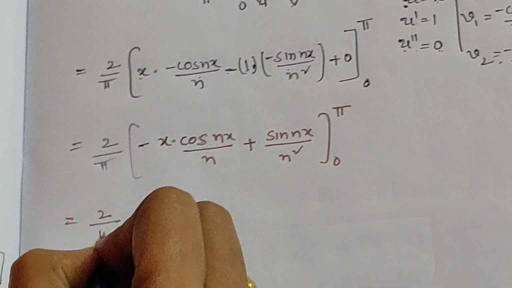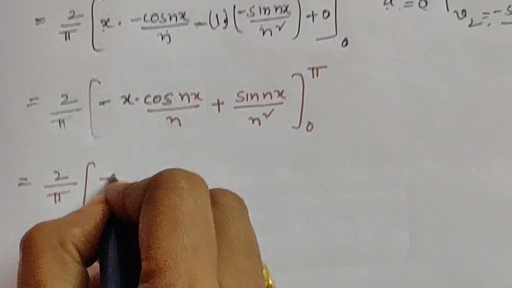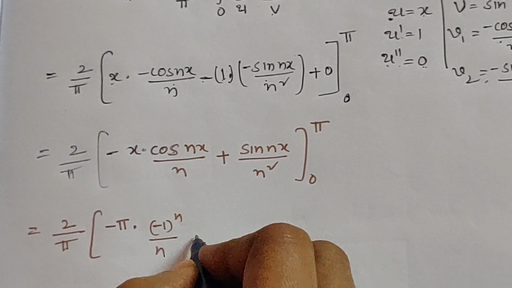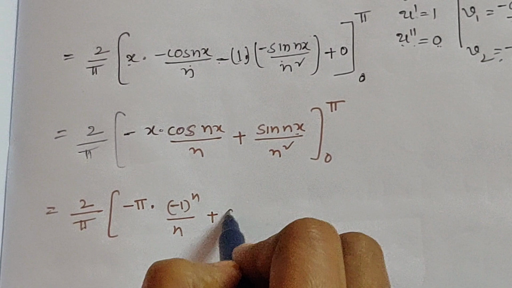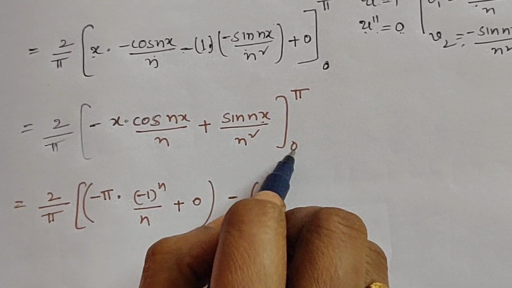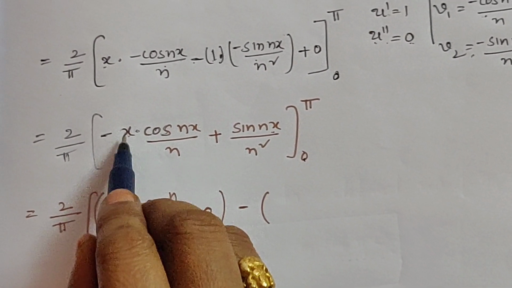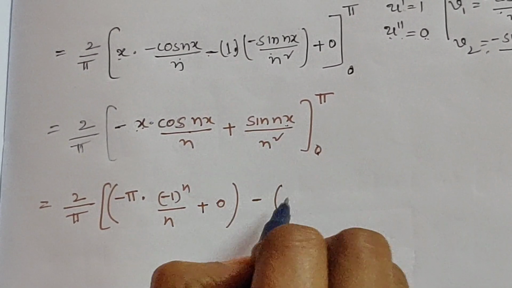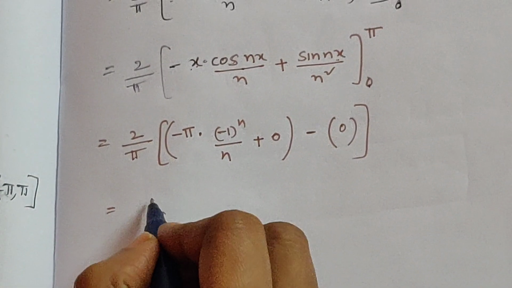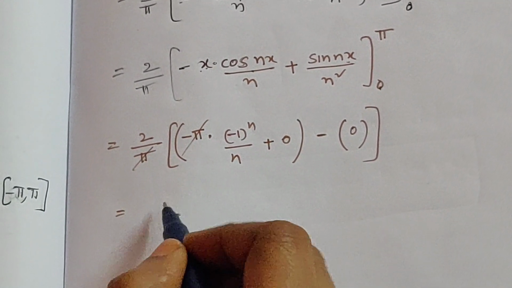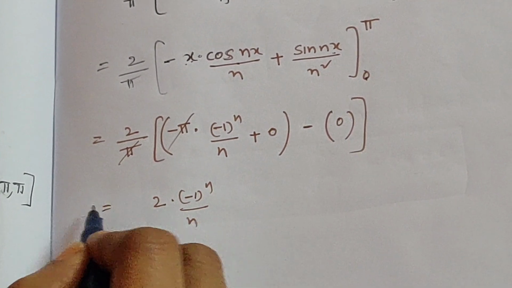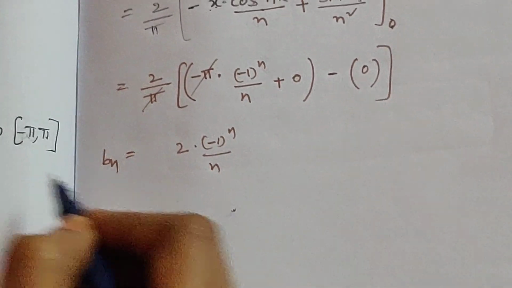Now by substituting the upper limit pi, here minus pi cos n pi, value minus 1 whole power n, plus sin n pi, value 0. This is upper limit substitution. Minus of lower limit substitution, 0 in place of x. 0 into something is 0. Sin 0 is 0. So simply lower limit substitution is 0. It is equal to, here pi cancels. So 2 into minus 1 whole power n by n. This is Bn Fourier coefficient.